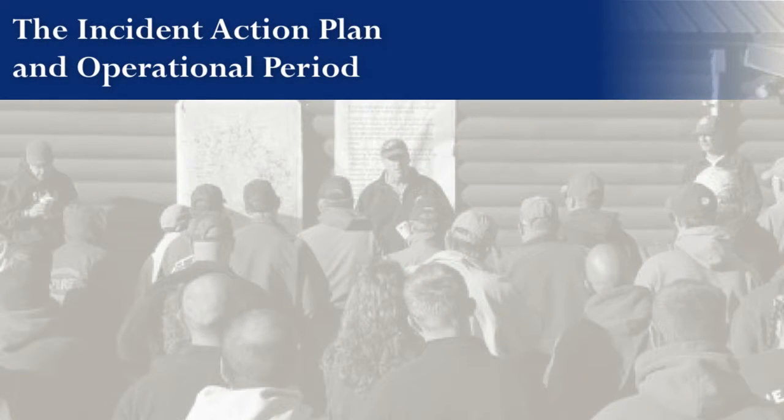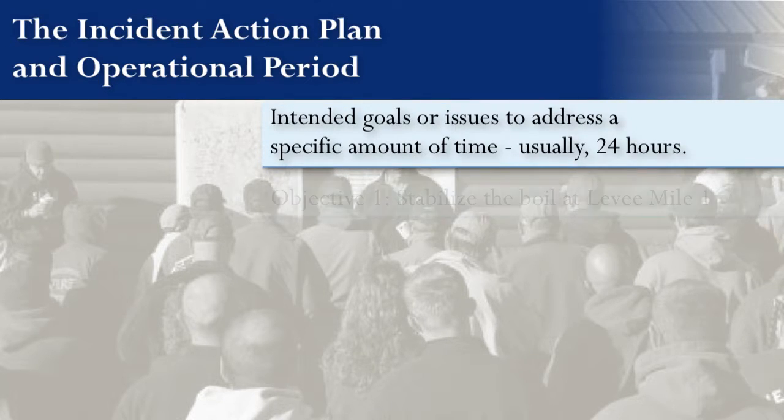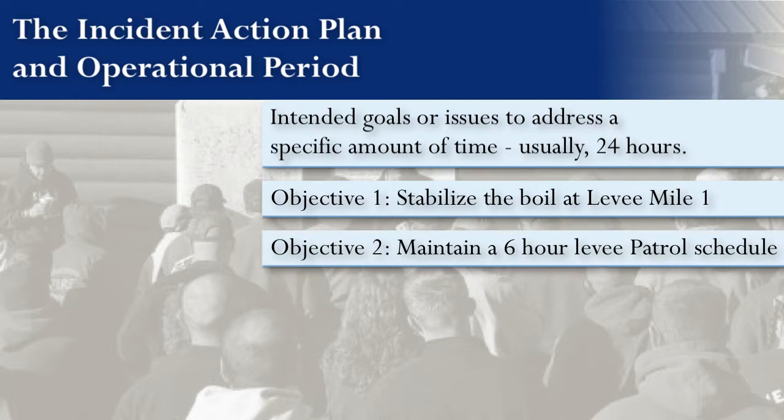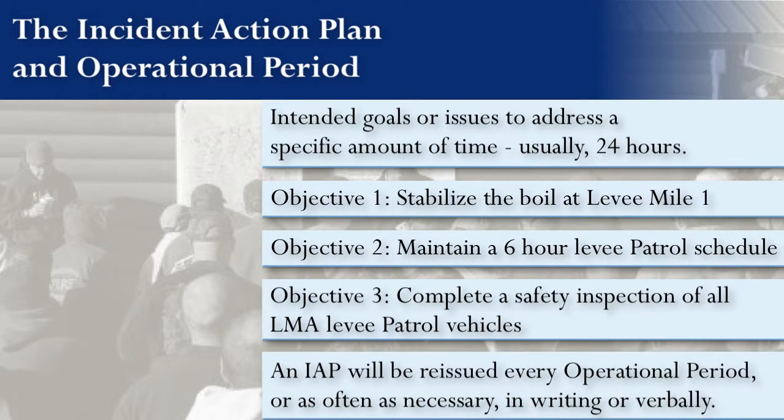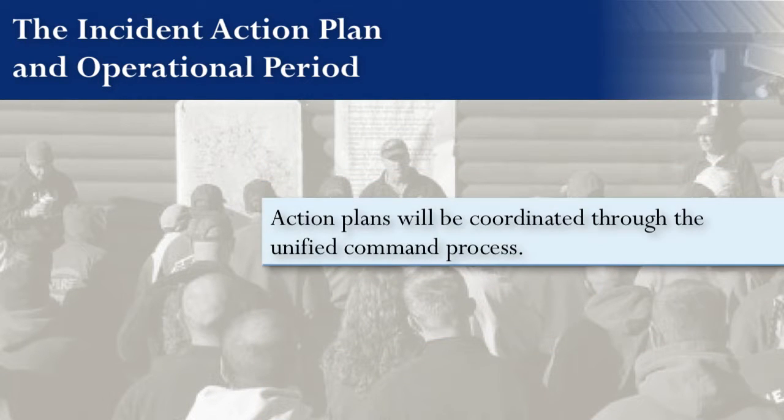All jurisdictional incident commanders will develop an incident action plan for their agency on a routine basis. Agency incident action plans describe objectives or issues to be addressed over a specific amount of time called an operational period. An IAP will be reissued every operational period or as often as necessary, in writing or verbally. Incident commanders will coordinate their action plans through the Unified Command process.